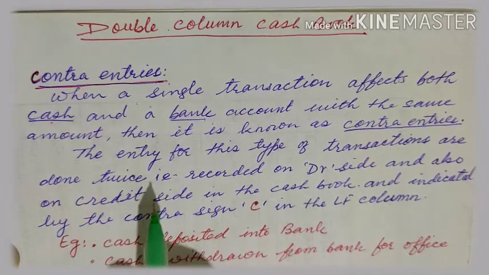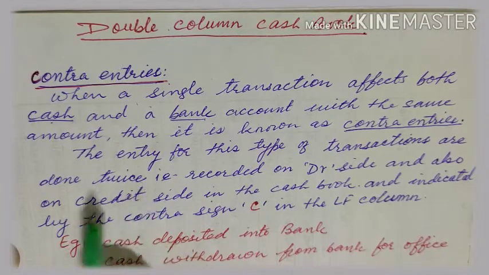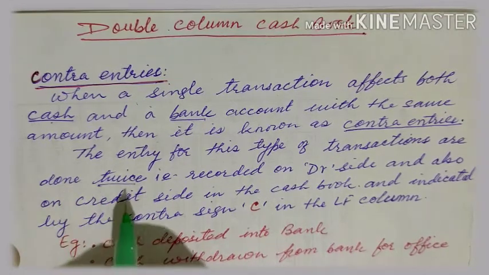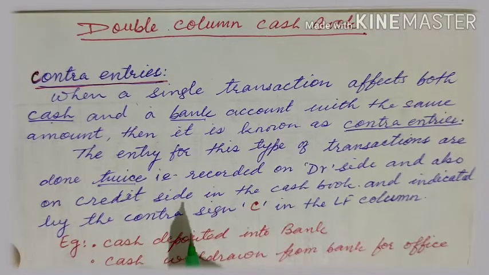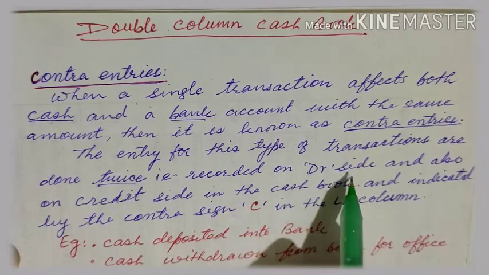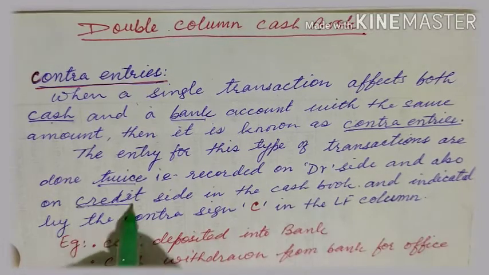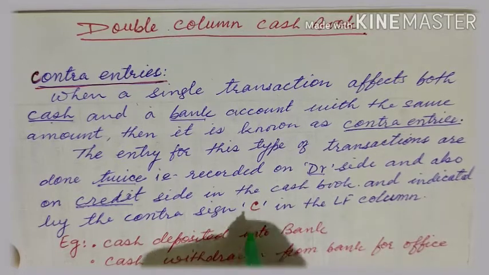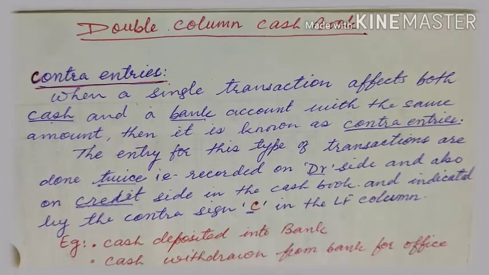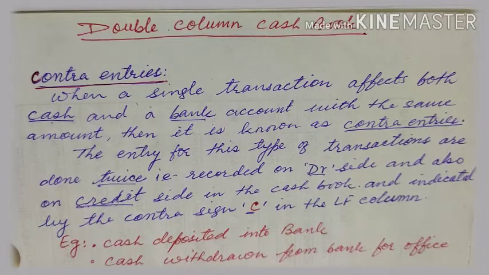And the entry for these contra transactions is done twice. That means it's recorded 2 times in the same cash book. It's recorded on the debit side as well as on the credit side of the cash book with the same amount. And we use the letter C in order to indicate that that entry is a contra entry.